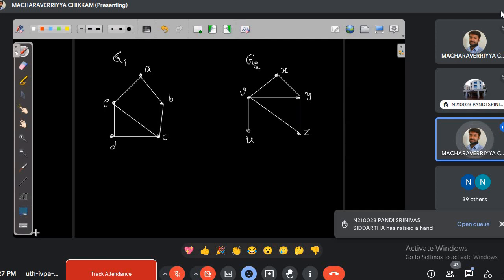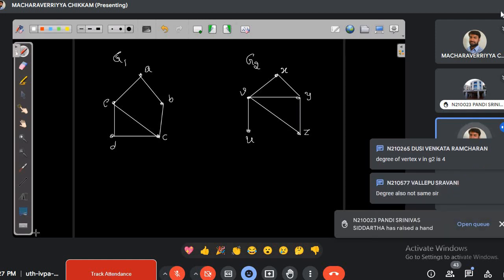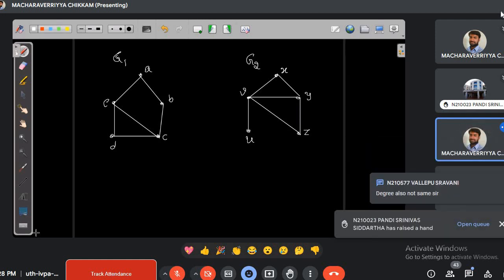Is that the only one which is differing? Is there any other thing which is differing? Only the pendant vertex or anything else? Degree of V, yeah, degree of V is 4. But in graph G1, there is no vertex of degree 4. Correct. There are two things we can say.